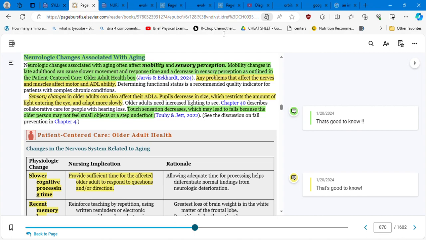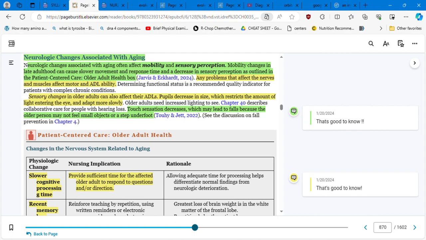Touch sensation decreases, which may lead to falls because the older person may not feel small objects or a step underfoot. Falling should be a no-no, not only in the hospital, not only in the inpatient, but the outpatient. The reason is that a huge percentage of the elderly population that falls end up with a fracture and problems with the femoral artery, and the prognosis of recovery is not good. Most of them die. So be careful with falls, okay? Be very careful with falls.